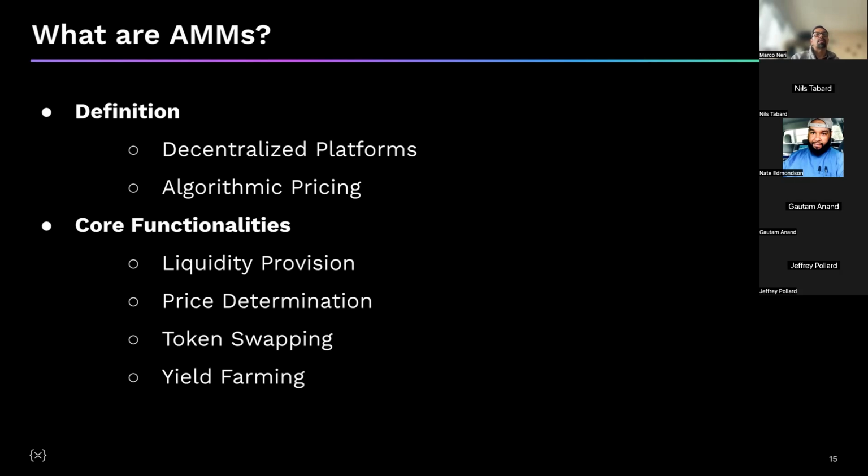And it's typically non-sustainable incentives that the creators of these platforms sometimes set aside as a way for people to join and bootstrap the initial liquidity and get the mechanism going.